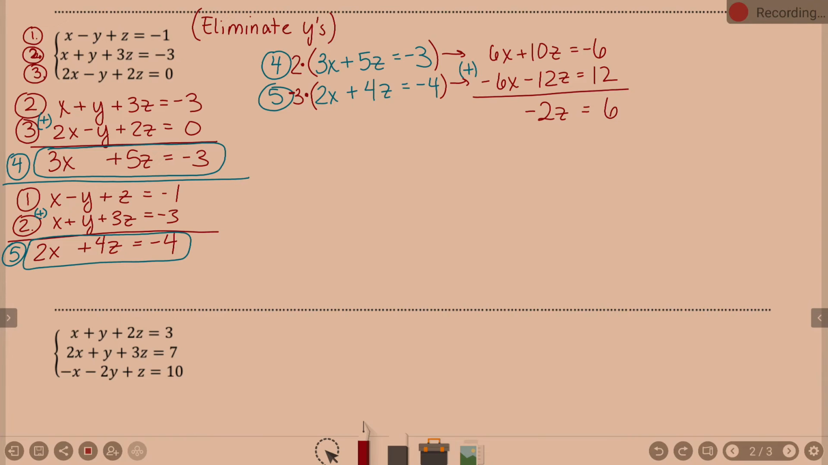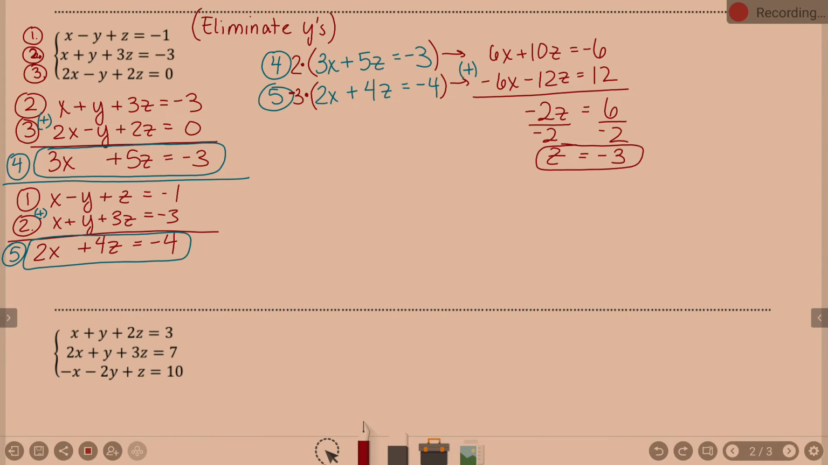Divide. If it's -2 times z, divide by -2. And we end up with z equals 6 divided by -2, which is -3. Now here's the deal. If you took any different path along the way, do you get the same z? Yes. So if your z is not matching with mine, that means you made a mistake somewhere. Doesn't mean you did something illegal, you just made a mistake.